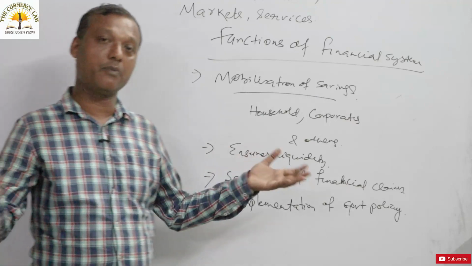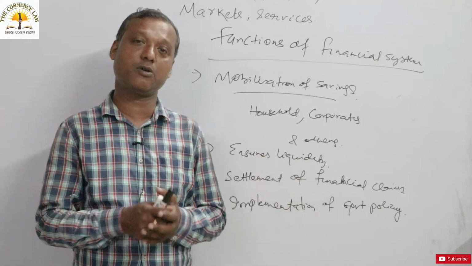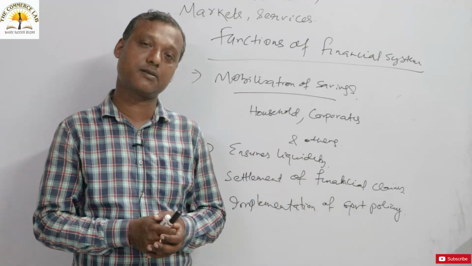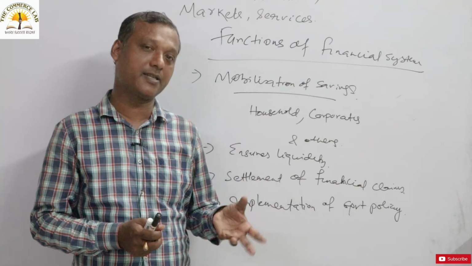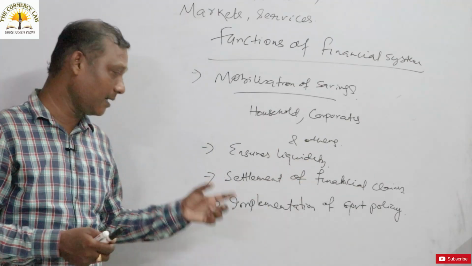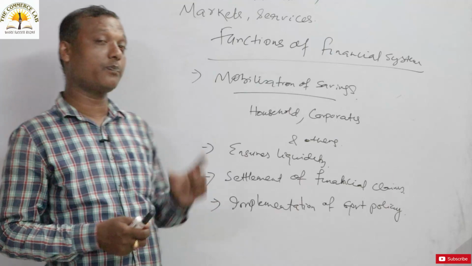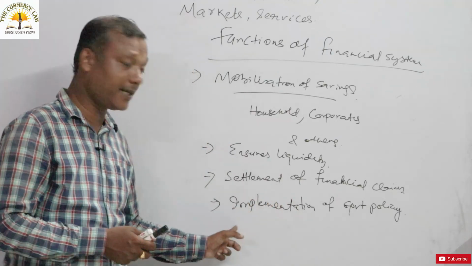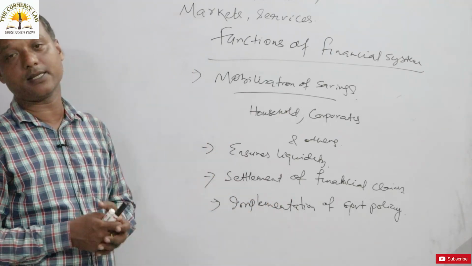We have different modes of communication. We have different modes of transport. We have different modes of trade and commerce. Our cultural and language differences are also very vast. So in a country like India, the financial system has to play an important role in maintaining and implementing different government policies.